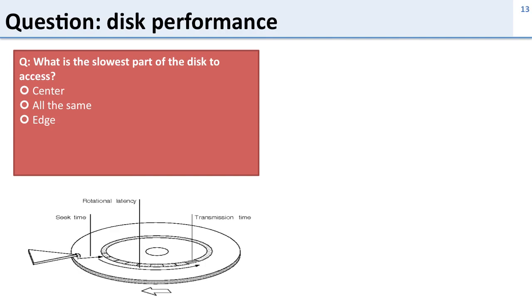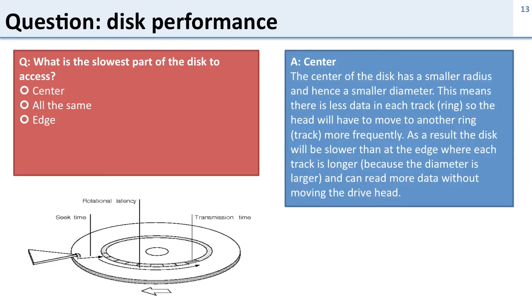So, what is the slowest part of the disk to access? Well, the answer is the center. The center of the disk has a smaller radius, and that means it has a smaller diameter. So there's less data on the tracks that go around there, so as you're accessing the data, you have to switch tracks more often, which means you have to slow down. At the edge, it's much longer, so you have more data on one track, which means you have to do fewer movements of the head as you're reading the data, and so it's faster.